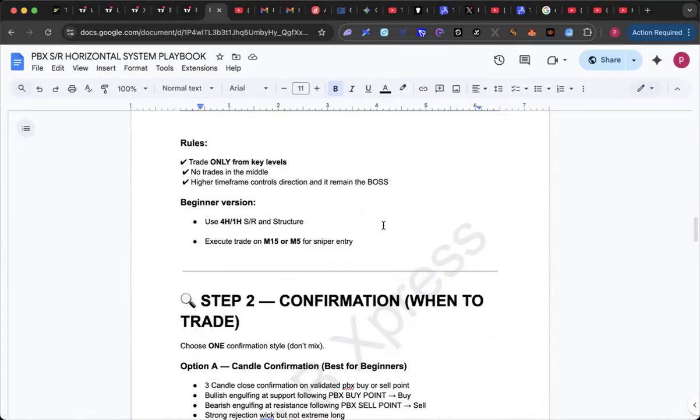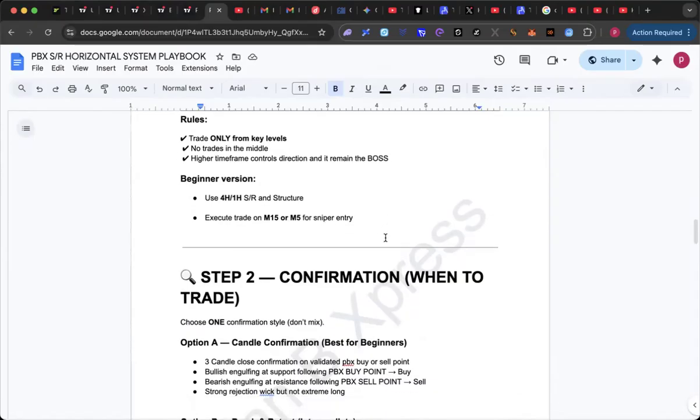Beginner's version. If you're a beginner, of course, you use 4 hours and 1 hour for your support and structure. It's normal, everybody. Then execute the trade on M15 or M5 for sniper entry. Now, I'm going to show you how that is done.